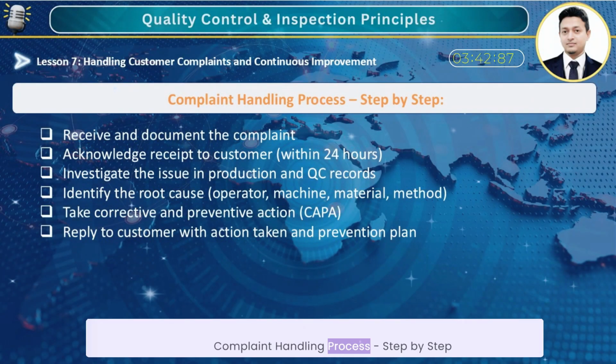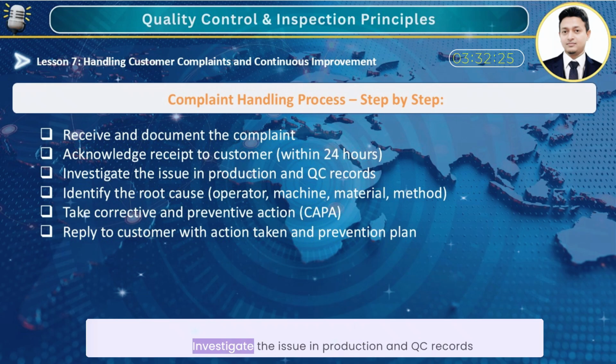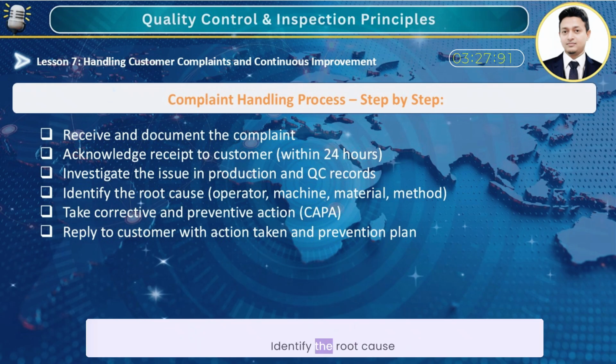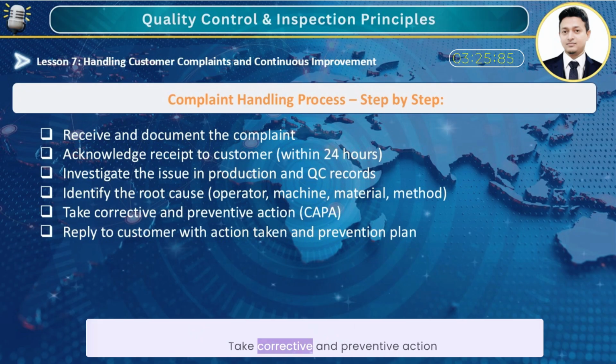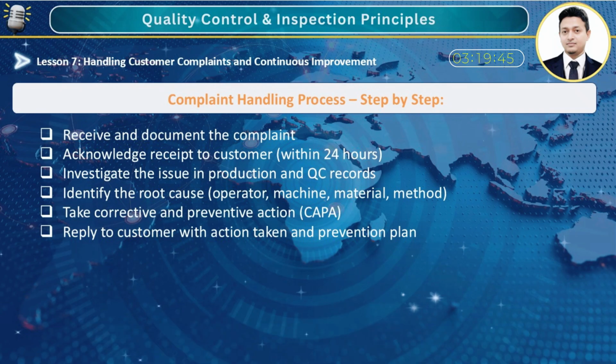Complaint handling process, step by step. Here's how we handle a complaint. Receive and document the complaint. Acknowledge receipt to customer. Investigate the issue in production and QC records. Identify the root cause. Take corrective and preventive action. Reply to customer with action taken and prevention plan.